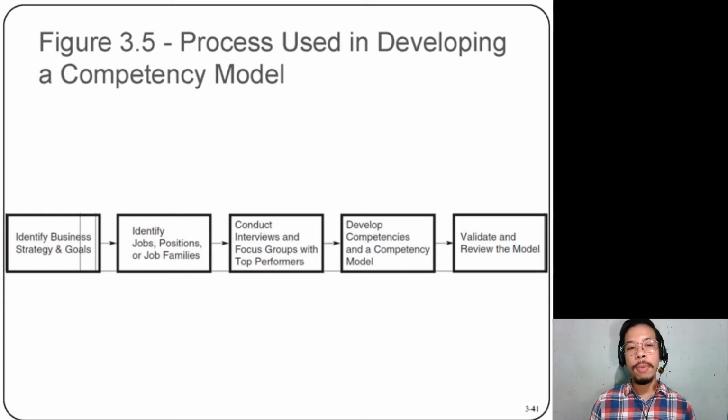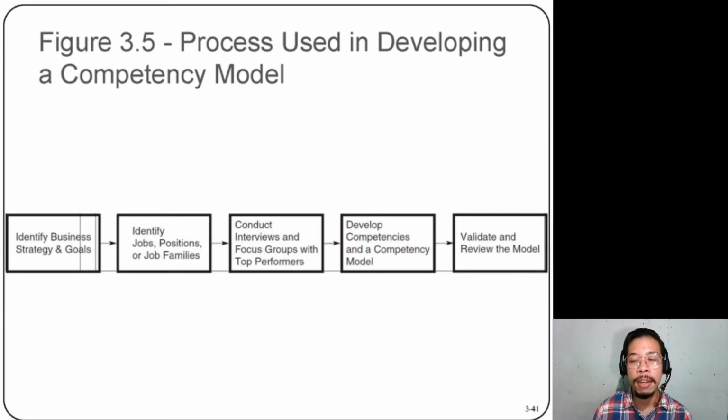So figure 3.5 here is the process used in developing a competency model. Number one, I think this is the very basic in doing analysis. We start with the business strategy, the business goals. What is the goal of the organization? Because that's our framework, that's our ground, that's where we start. Because that's the bread and butter of training, and of course in IO psychology, it's the business, it's the organization.